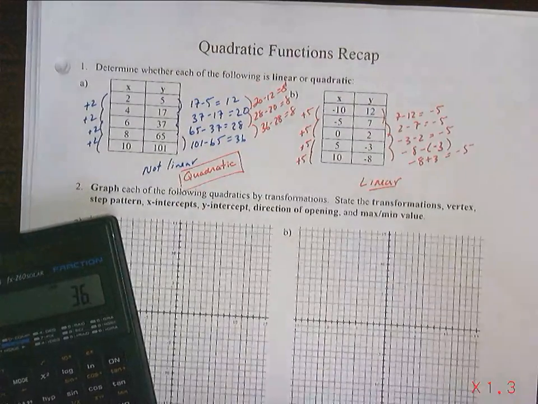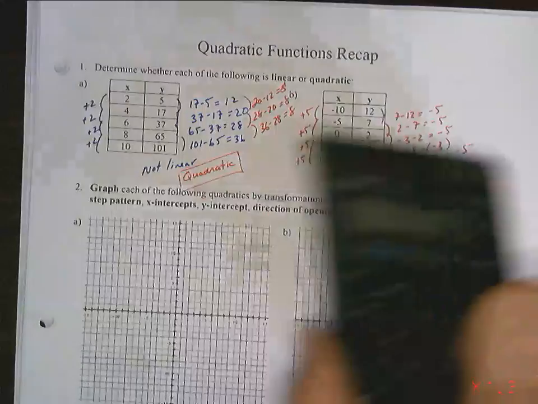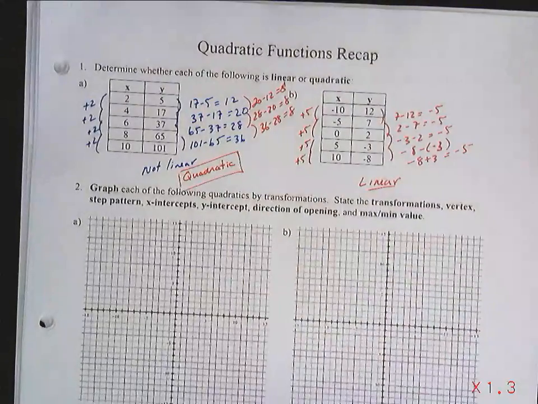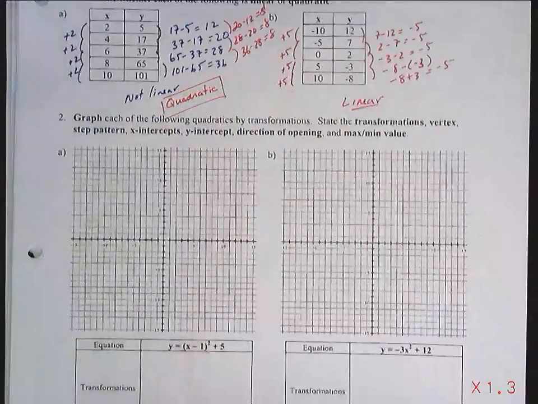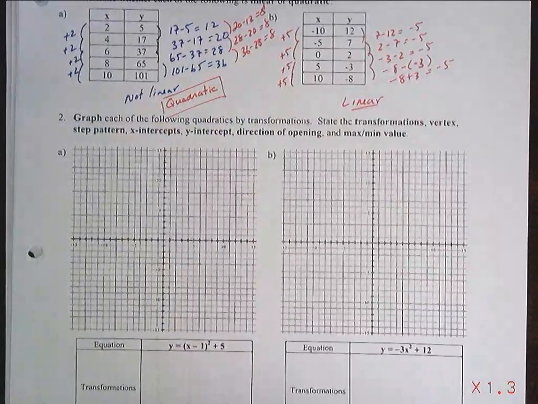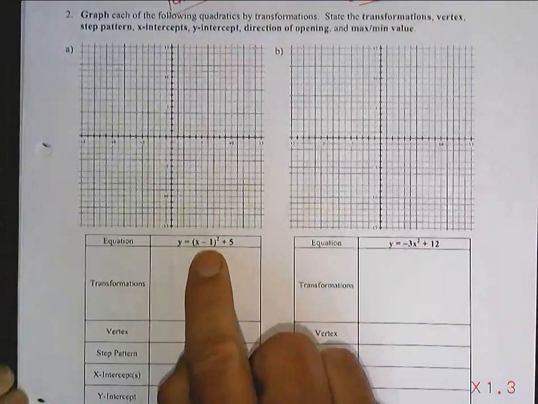Okay? So that's how you do those. That's left over from grade 10. You need to know them. Work on those. Graph each of the following quadratics by transformations. State the transformations, the vertex, and so on. So here's the first one.